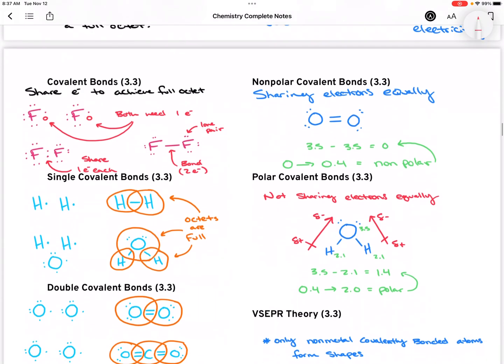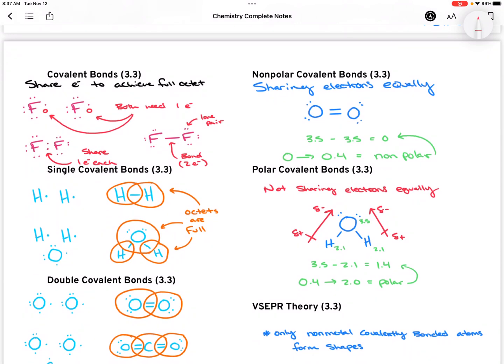Okay, now in covalent bonds, electrons are being shared with each other. So they share electrons to achieve a full octet. For example, right here, we have two fluorines, and they both need one electron. So in order to get that full octet, they will share electrons with each other.